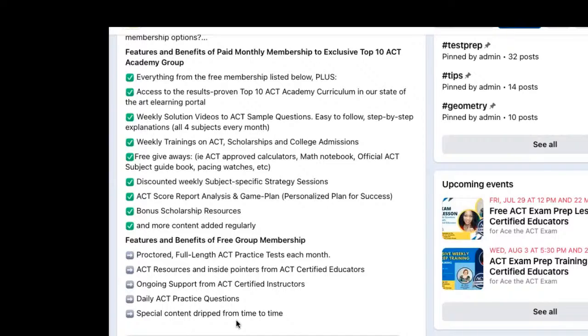You'll also get those weekly trainings on ACT topics, scholarships, and college admission inside of the paid membership, as well as free giveaways of those items you see there, discounted strategy sessions if you'd like to come to a tutoring class with us, an ACT score report, and a game plan analysis of how you can achieve the score that you need to achieve, bonus scholarship resources, and much, much more. So that is a part of the paid membership, which will be here.